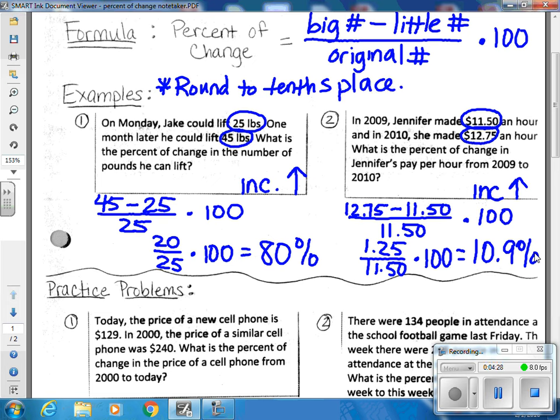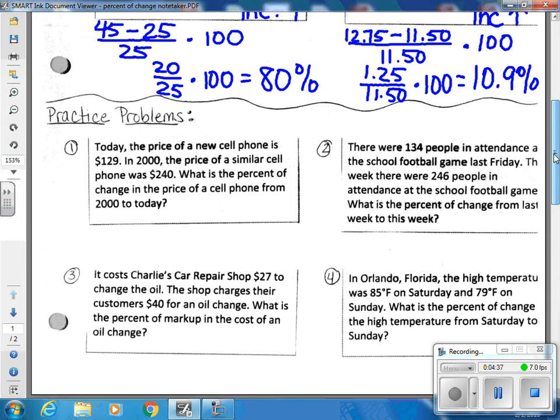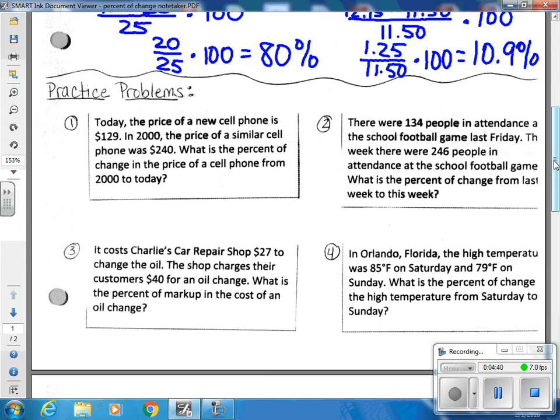All right, then down at the bottom, I am going to do number one of the practice problems with you before we go into letting you practice on your own. Right, so if we take a look at number one, today the price of a new cell phone is $129. In the year 2000, the price of a similar cell phone was $240. What is the percent of change in the price of a cell phone from 2000 to today? All right, so the two numbers that we're looking at are $129, that's the price today, right? And the $240, the price that it was back in 2000, right?